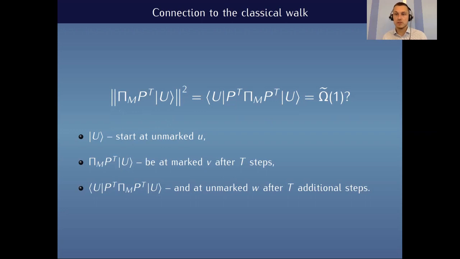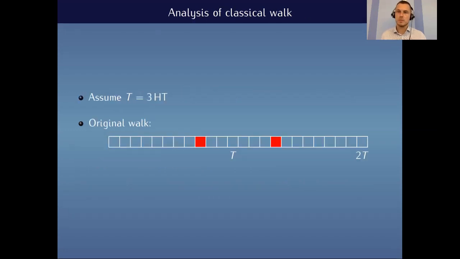By doing this argument rigorously, we can show that indeed this squared norm is precisely the probability of starting in an unmarked state, then after t steps being at a marked state, and after t more steps being at an unmarked state again. So how do we prove that this probability, for some choice of a good interpolation parameter, is large? To prove the statement, we analyze how the choice of the interpolation parameter affects the behavior of the random walk. And in order to do that, it is a good idea to look at the two extremes.